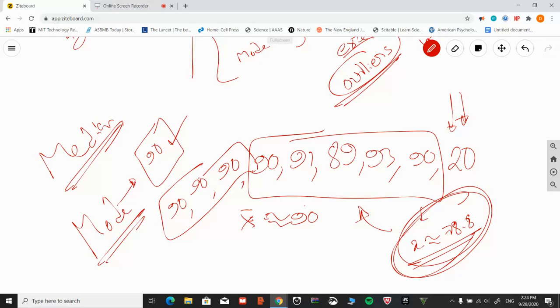Lastly, we also will talk about a few diagrams, plots, the stem and leaf diagram, and box and whisker plot or box and whisker diagram. All right, these are coming up in the future videos.